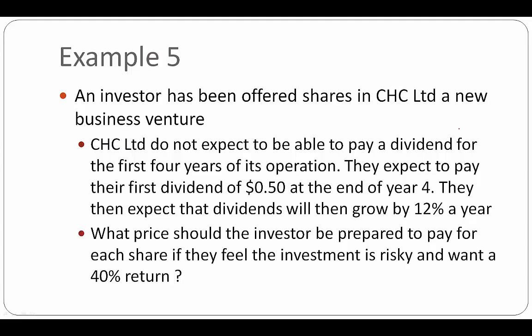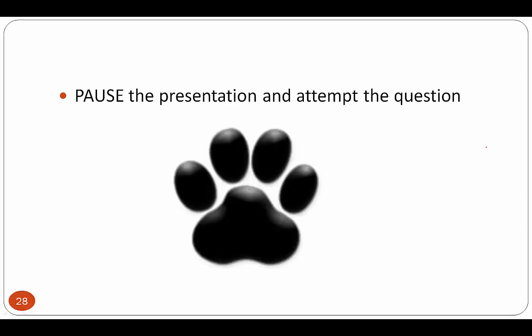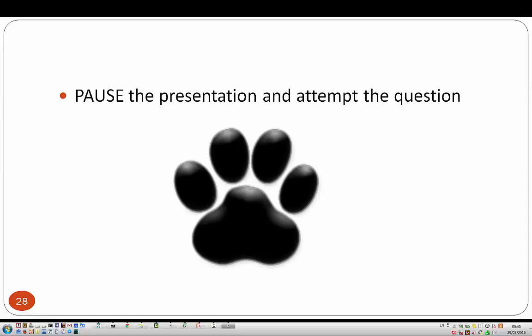Now, this is a cool version of the two-stage model. What we're really saying is there's a first stage where they're not paying any dividends. They're just growing like crazy, reinvesting. Then 4 years down the track, they expect to pay their first dividend. By then, the business will be running pretty well, they're expecting to pay a reasonable dividend, and that's going to grow by 12% a year. So we want a 40% return. Have a bash at that.